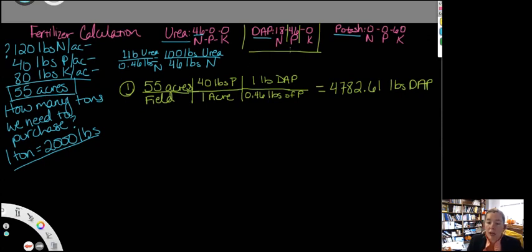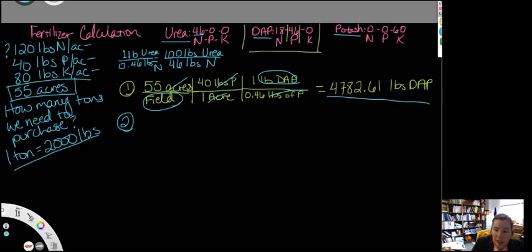Through that, we just crossed out our acres, crossed out our pounds of P, and that leaves us with pounds of DAP per field. So that's where we get this final 4,782.61 pounds of DAP. Okay, step 2. At this point in time, we need to figure out how much nitrogen we are getting from our DAP.